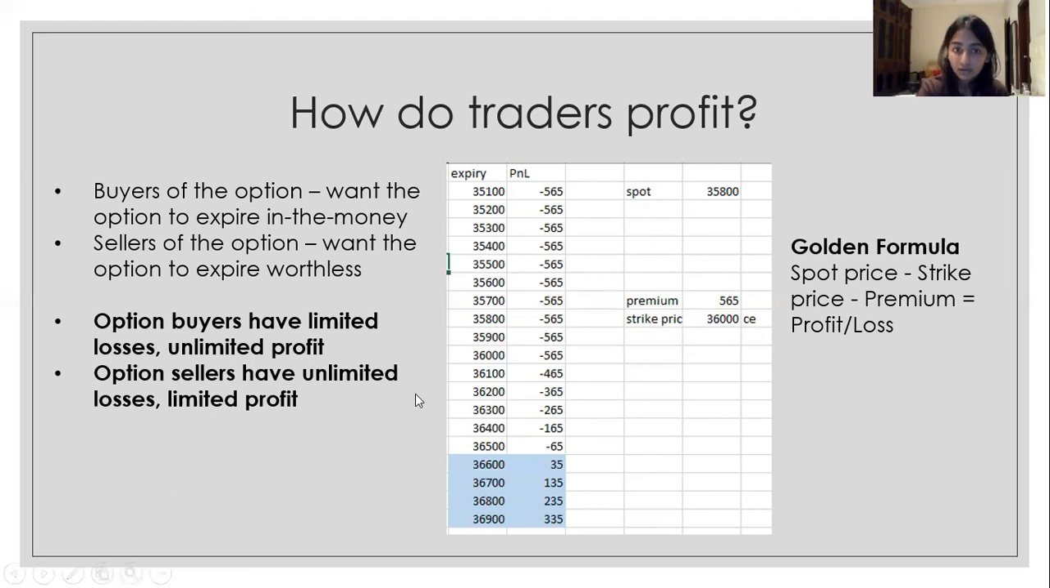Over it, if you go above it, which is 36,100, you would subtract the premium amount from the spot price minus the strike price. So this is a golden formula that you should remember, that the spot price minus strike price minus the premium would be your profit or loss. So to come to the break-even point, you want the Bank Nifty 600 points over your strike price, which is that Bank Nifty should expire at 36,600 for you to reach the break-even point.